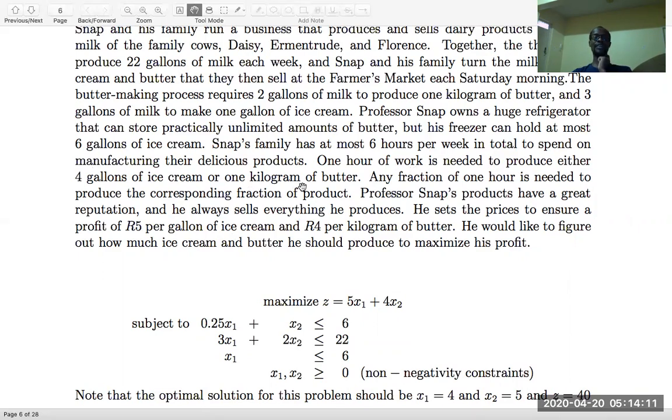Now, you should see that 1 hour of work is needed to produce either 4 gallons of ice cream or 1 kilogram of butter. So it's 1 to 4. If you are making one butter, you should be making 0.25 of ice cream, and that should be within the 6 hours per week the Snap family has in total. And his freezer can hold at most 6 gallons of ice cream, so it means x1 should be less than or equal to 6. And the sum of the time terms should be less than or equal to 6.